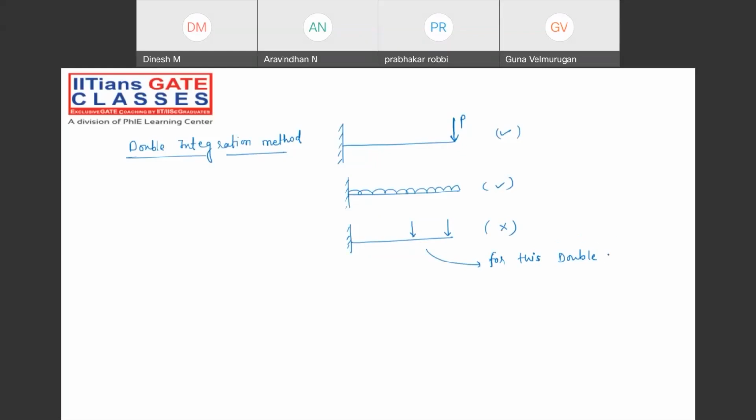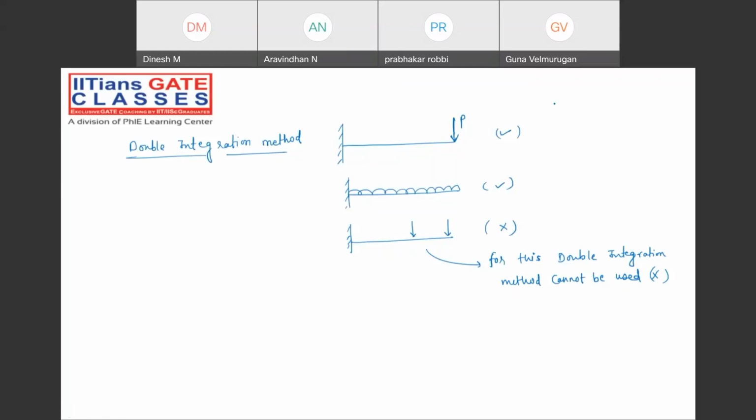So for this, double integration method cannot be used.